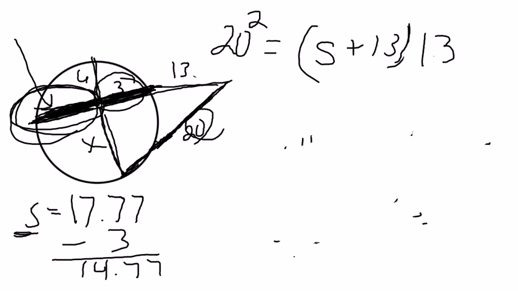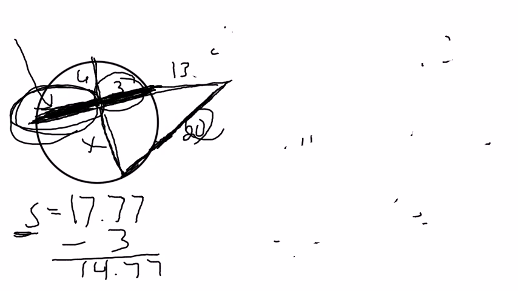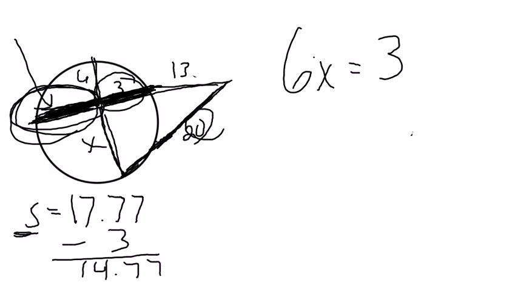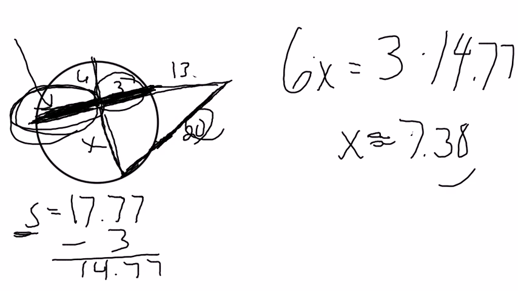Now that's my length, and now I am ready to solve this and get that one length because I have the total length. And now I have 3 of those measurements on those segments, and now I could just multiply them and solve. So it's 6 times x equals 3 times 14.77. And again, you could keep that number in the calculator's memory. It's just for accuracy. So I would end up getting x equals approximately 7.38, and that's my answer.